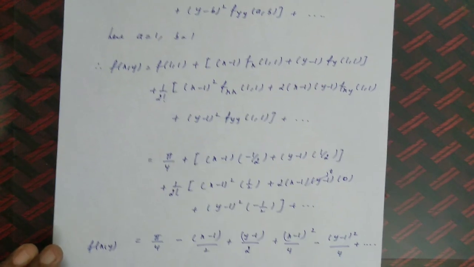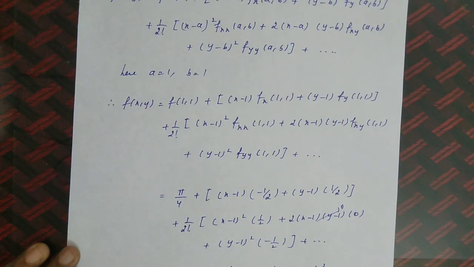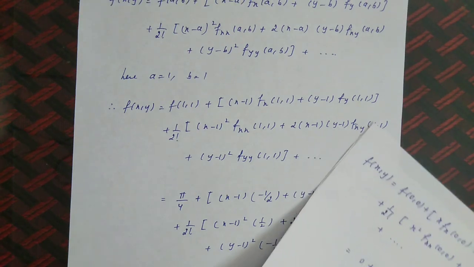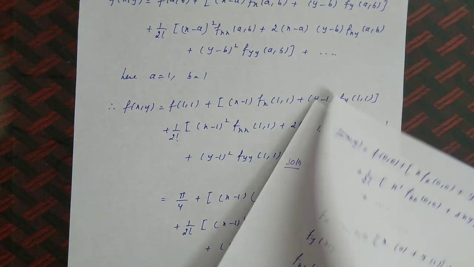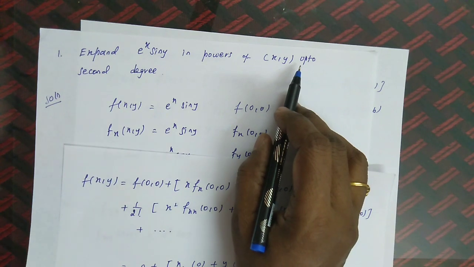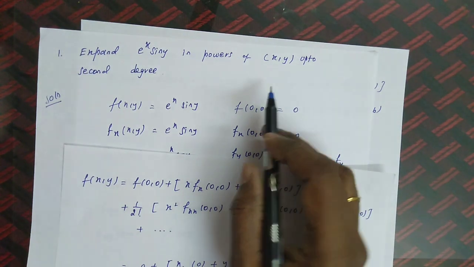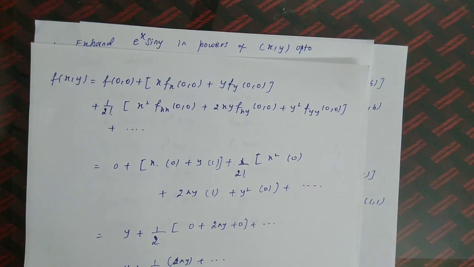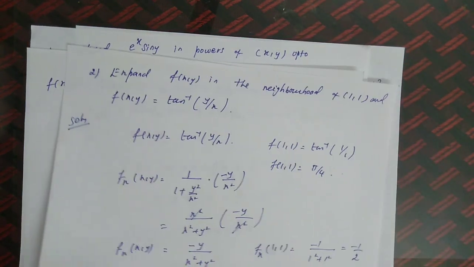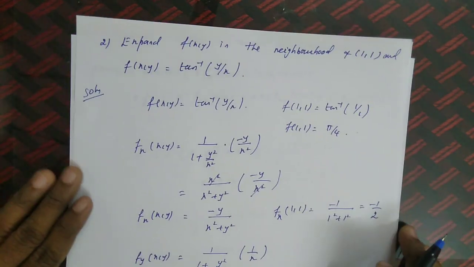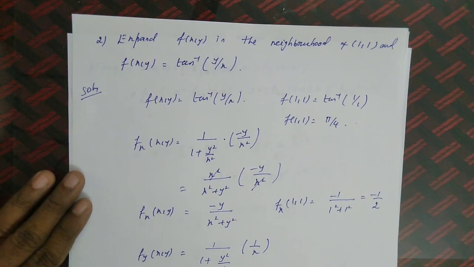So like this only we are supposed to do the problem. The only thing is the way of identifying the point, that is the question of whether we are supposed to use the Maclaurin series or Taylor series. Look at the first question, it is given that expand in powers of x comma y. So it's very obvious that the neighborhood point is 0 comma 0. In the second question, it's clearly given in the question itself that the point is 1 comma 1. So in this case we are supposed to use Taylor's theorem. This is the way we have to identify the question in the examination.